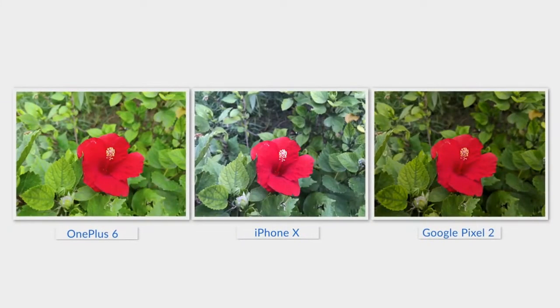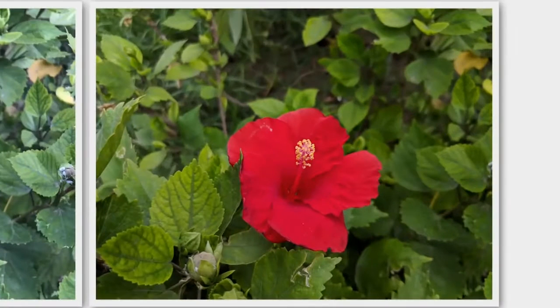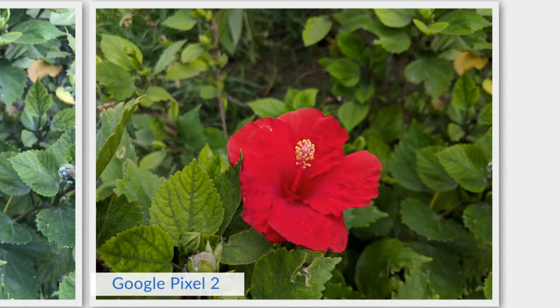One look at this picture of the hibiscus flower and the thought that comes to my mind is, oh Google, what sorcery have you done with the camera algorithm? I mean, just look at it. I can easily fool anyone by making them believe that this photograph was captured by a DSLR.